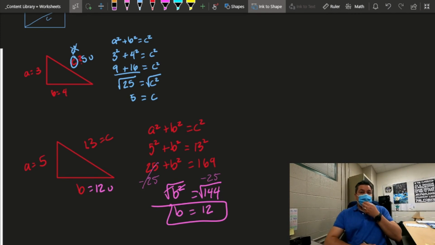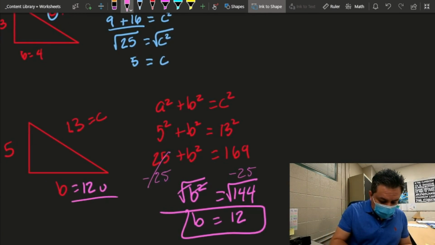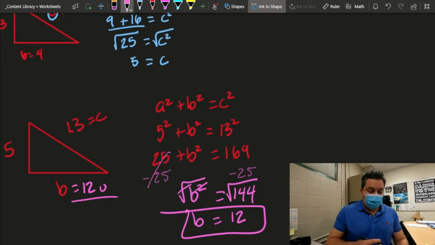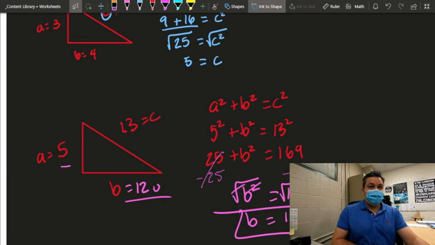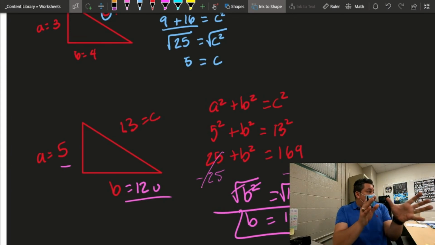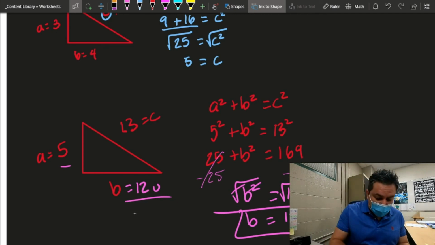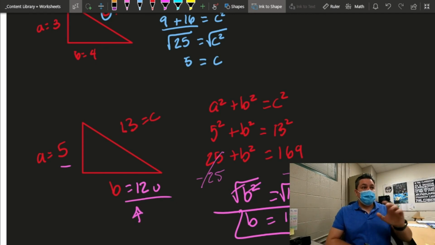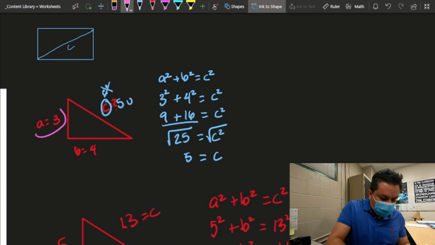Now, another thing to consider. Look at this right here. What number is this? 12. What number is this right here? Which one is my longest line? C, which is 13. That means the other two values have to be less than 13. If you had gotten more than 13 right there, it would have told you that you're doing something wrong. So keep an eye on that. Look at the other one. Are those two values less than 5? So we're good.